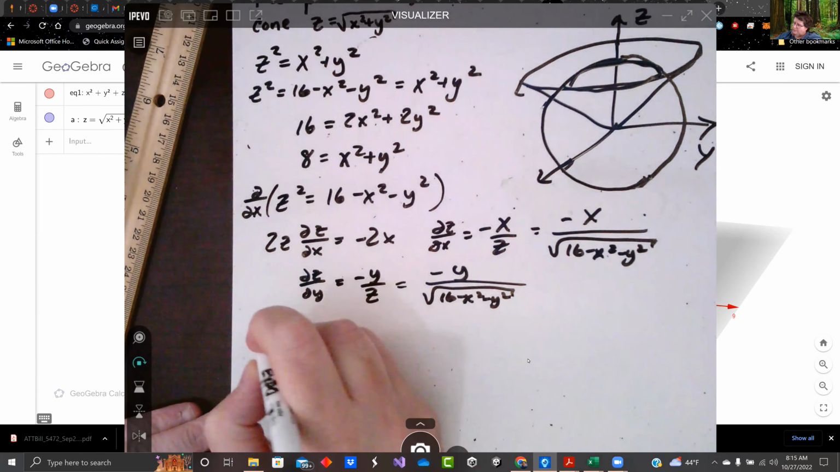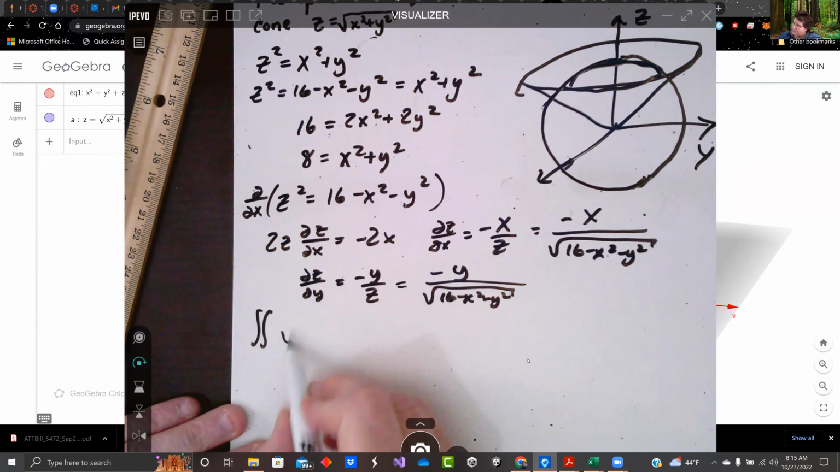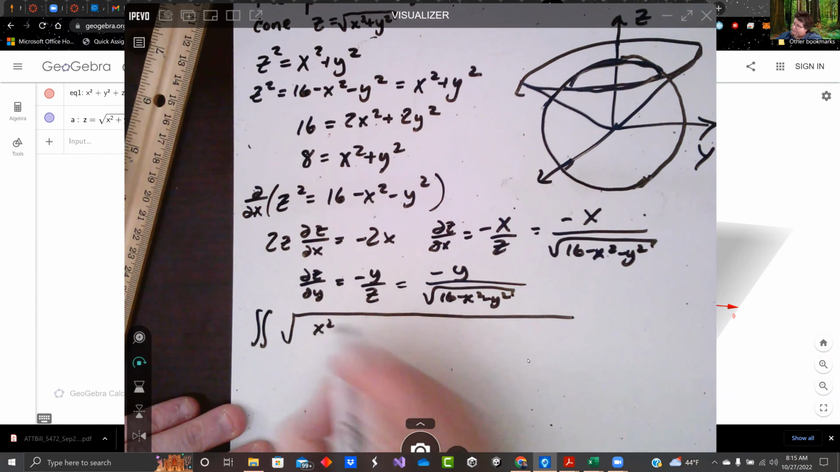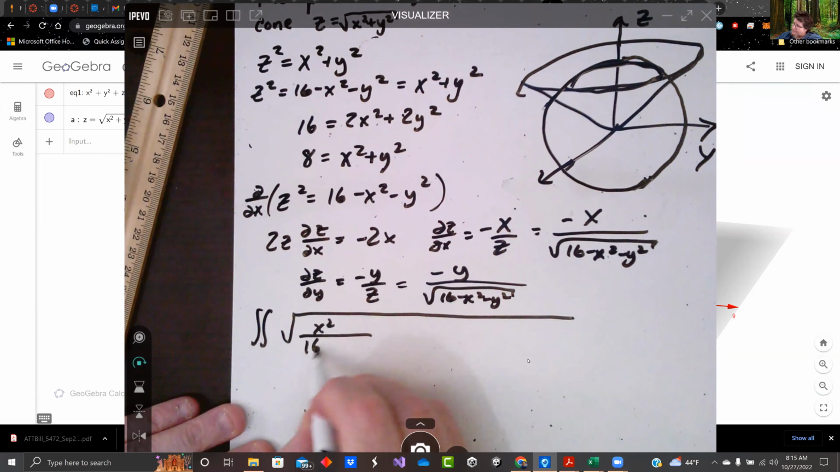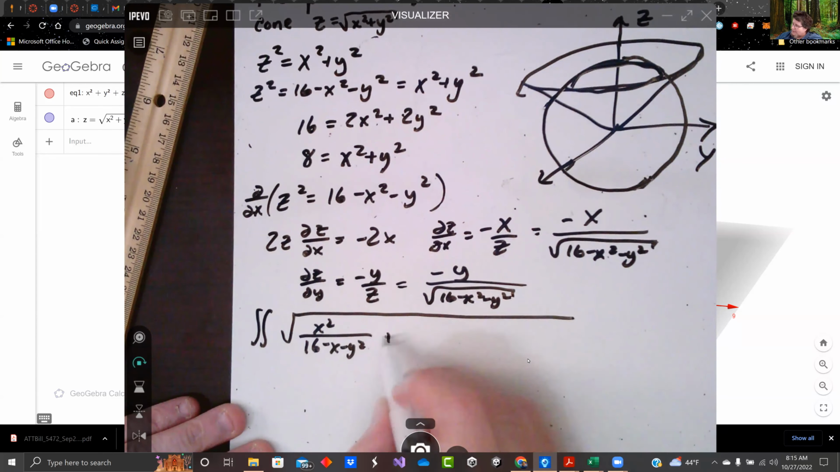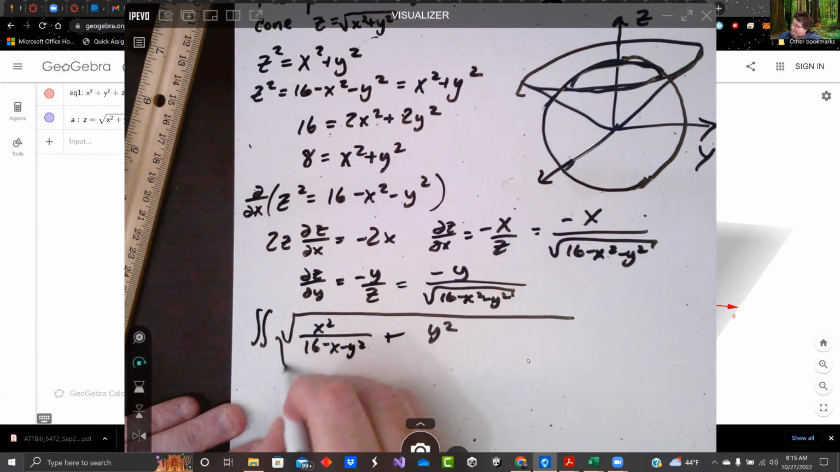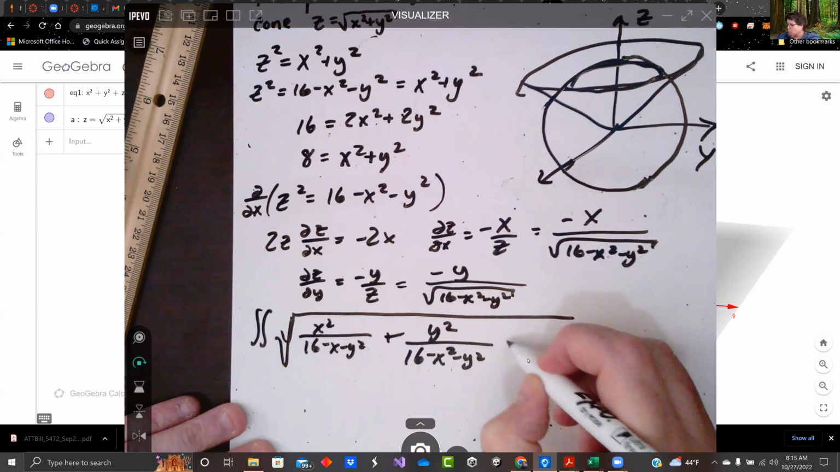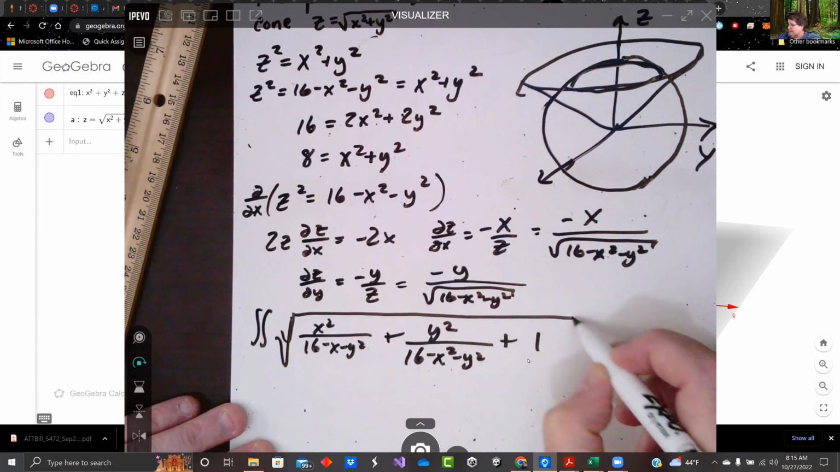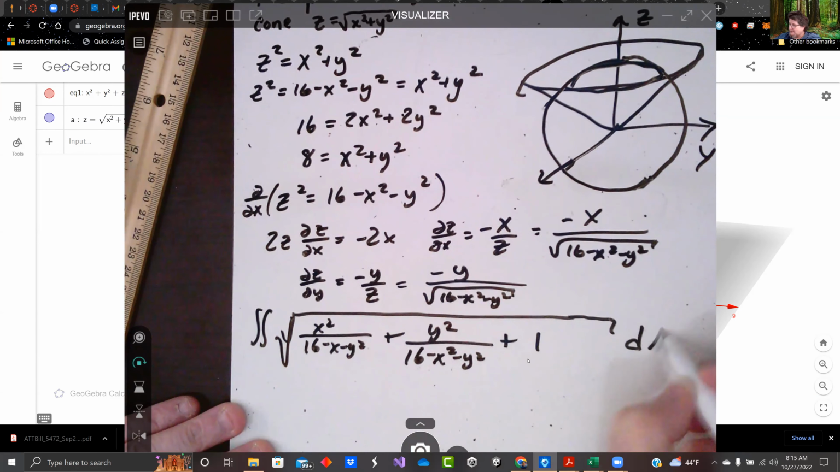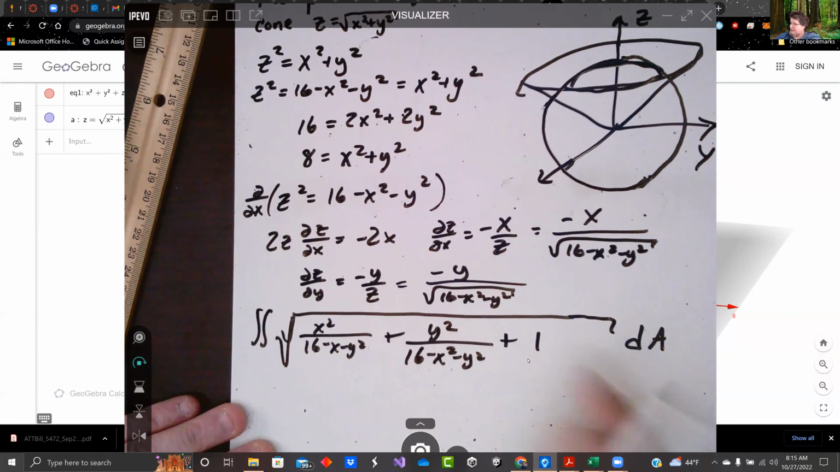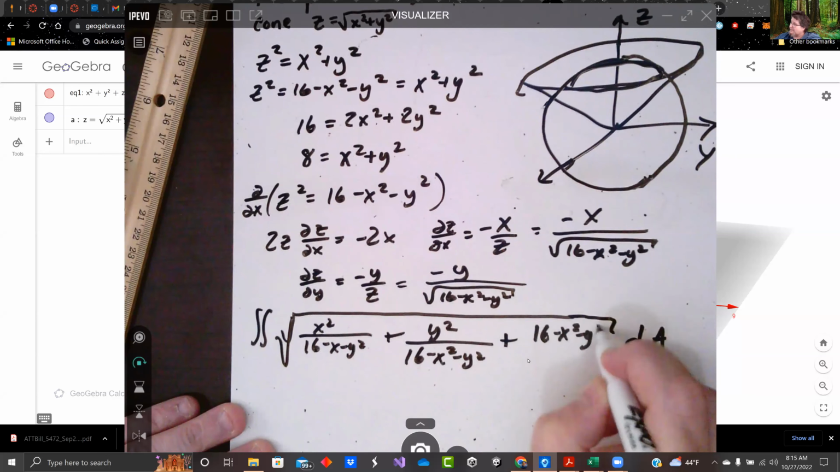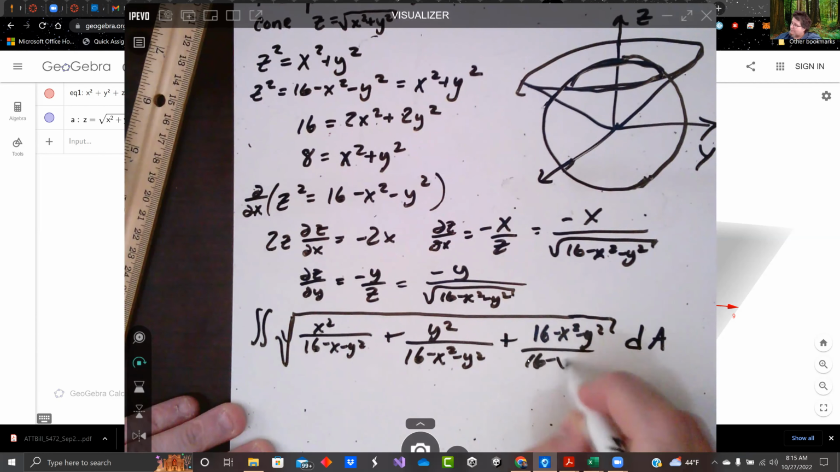So our surface integral is the square root of those squared. I've got x squared over 16 minus x squared minus y squared, plus y squared over 16 minus x squared minus y squared, plus 1. And then I've got a dA. And if we get a common denominator, make this 16 minus x squared minus y squared over 16 minus x squared minus y squared.